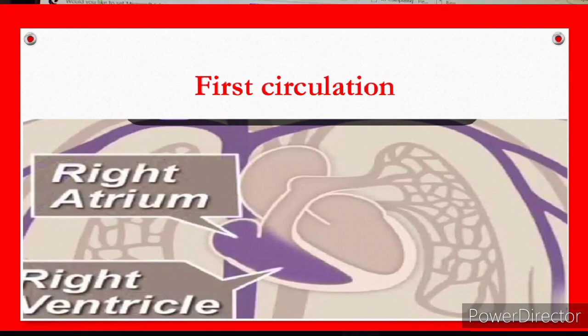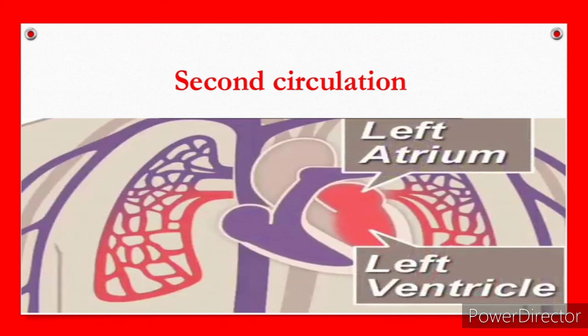Now see what happens in the second circulation. Look at the picture, children. The left side of the heart, that is left atrium and left ventricle, is getting filled up with oxygenated blood, and that blood enters into the heart from the lungs, and this is second circulation.